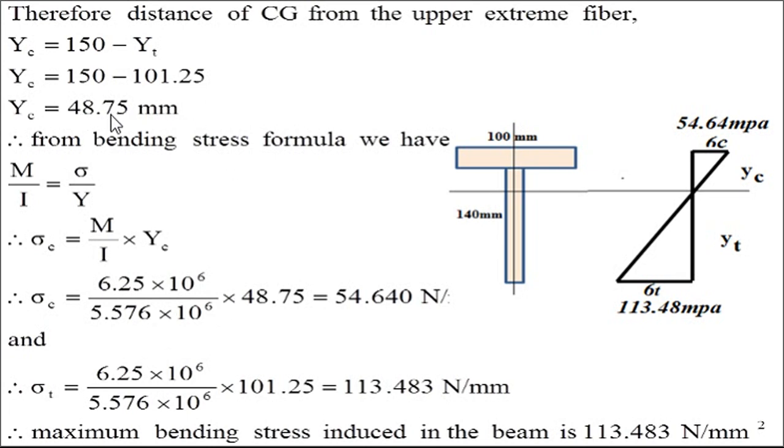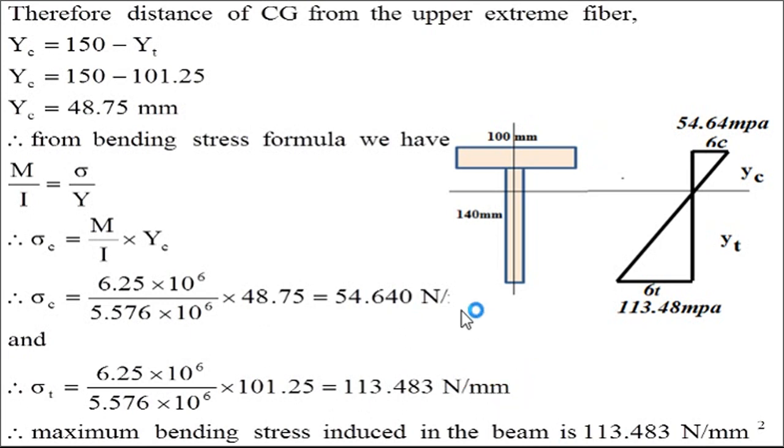YC means depth of compression zone. You will get stress in compression 54.64. And to find out sigma T, only you have to make this change. Instead of YC, you have to use YT. YT is 101.25. You will get stress in tension 113.483 Newton per mm square.